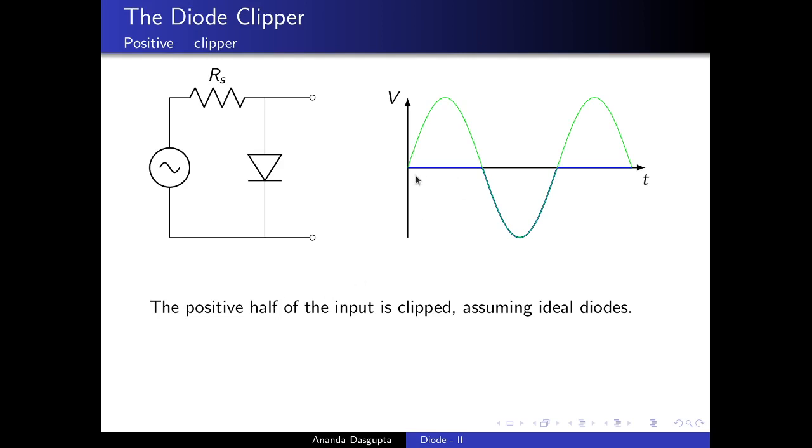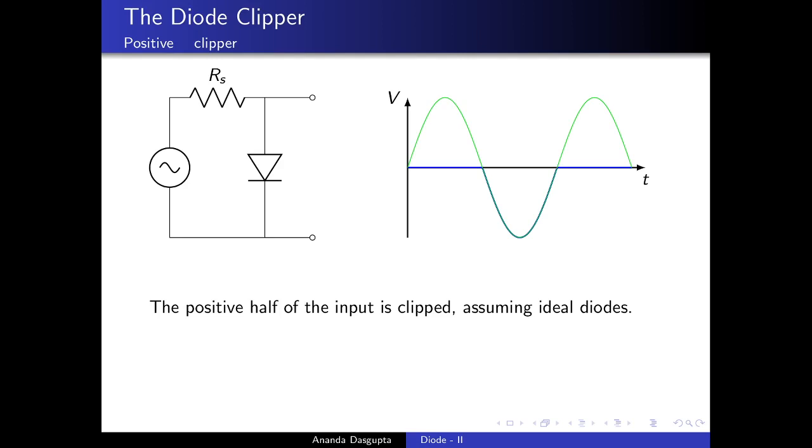So this is what the output voltage will look like. Assuming, of course, that the diode is ideal, the output will be zero for the positive half of the cycle and will be exactly equal to the input for the negative half of the cycle and zero again for the positive half and so on. Note that although I've used a sinusoidal signal as an example here, we could have used any other kind of signal given to this particular diode circuit. And what would happen is that the positive half of the cycle would be clipped off and only the negative half retained. So this is why it's called a positive clipper. It clips off the positive part.